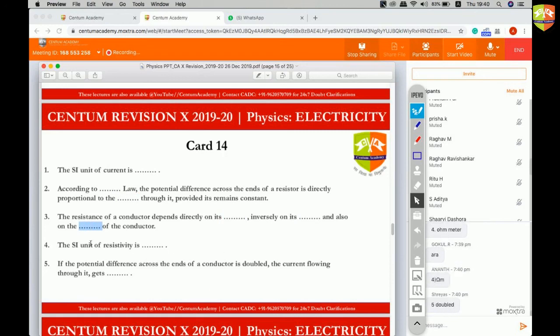Fill in the blanks type. The SI unit of current is ampere, with capital A, is the correct answer. According to Ohm's law, the potential difference across the ends of a resistor is directly proportional to the current through it, provided temperature remains constant. So this block will have Ohm's law. The potential difference, the current through it. Clear or not? Sure. If required, I have written Ohm's law and here current. Clear? Sure.